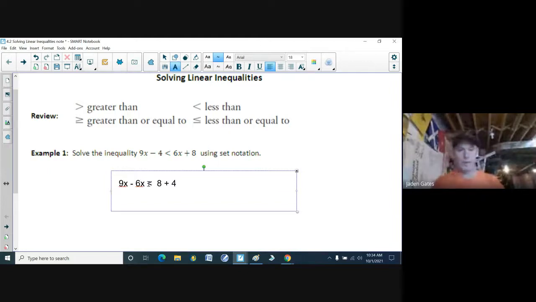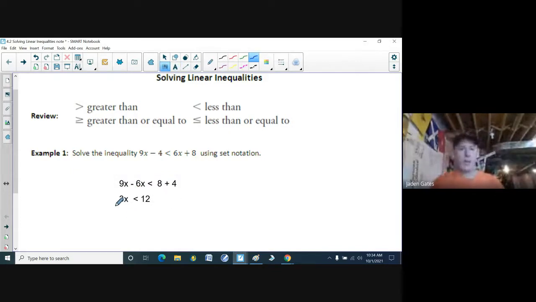Now I can simplify things here. 9x minus 6x is 3x, and that's going to be less than 12. The whole key here is to get x by itself, so I'm going to divide by 3 on both sides. Those 3's divide each other out, and what I end up with, using set notation, we've had 2 different notations, and this is set notation, is x is less than 12 divided by 3, which is 4. So nothing too crazy there. I'm just treating that less than sign as an equal sign.